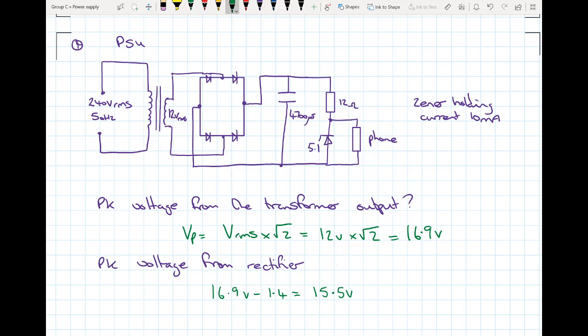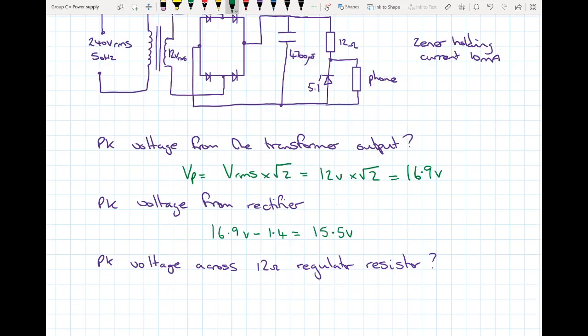Okay, so let's see what the voltage across our 12 ohm resistor on our regulator is going to be. Our voltage across our resistor is going to be the voltage going to the regulator minus the voltage across our Zener diode. So 15.5 volts minus our 5.1 volt diode gives us 10.4 volts.